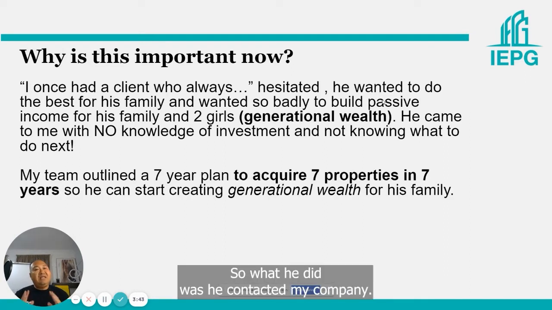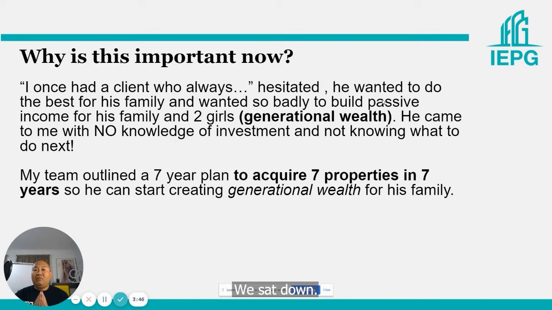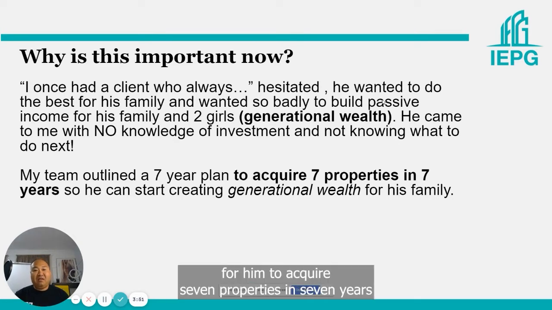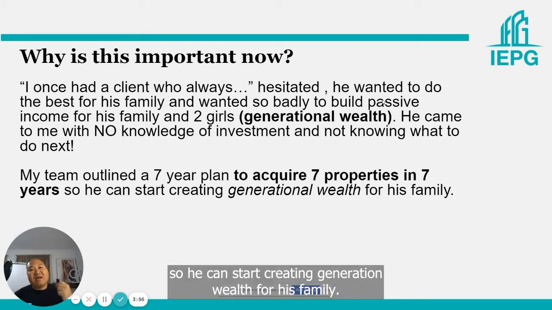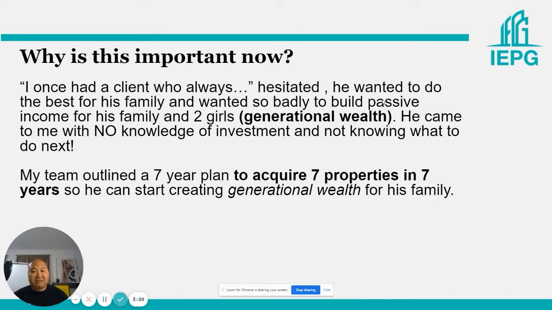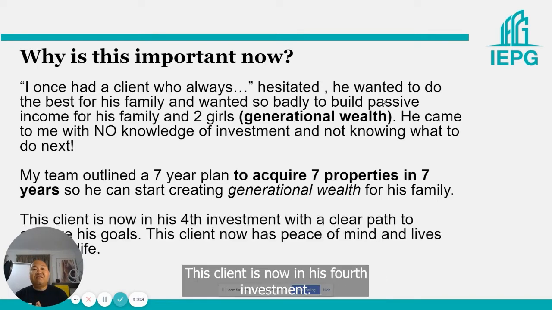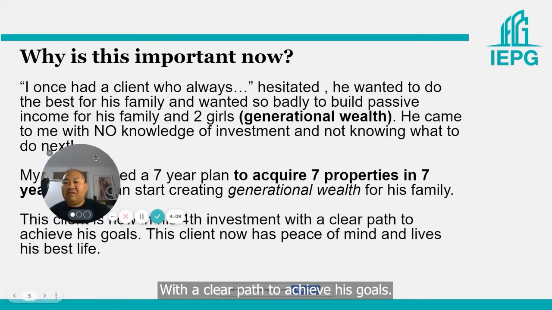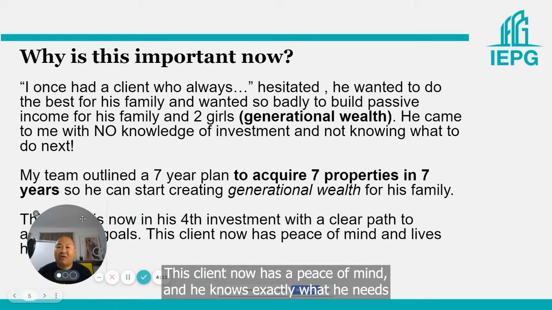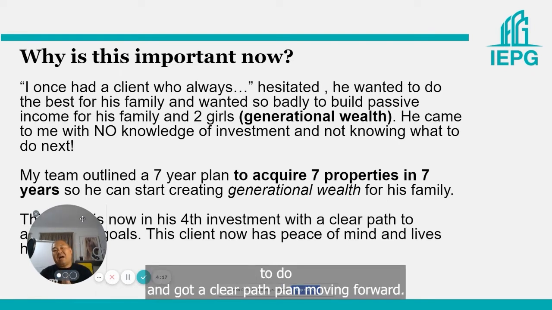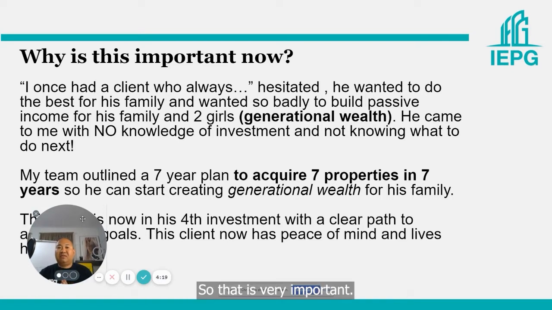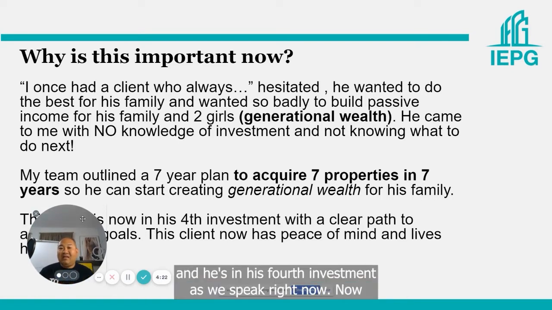Okay? So what he did was he contacted my company. We sat down, we outlined a 7-year game plan for him to acquire 7 properties in 7 years so he can start creating generational wealth for his family. This client is now in his 4th investment with a clear path to achieve his goals. This client now has peace of mind and he knows exactly what he needs to do, and he's got a clear path plan moving forward. So that is very important. He started out with nothing and he's in his 4th investment as we speak right now.